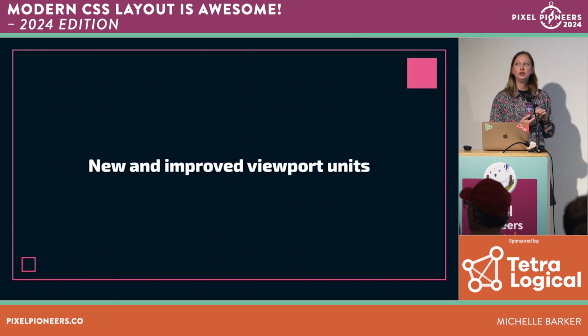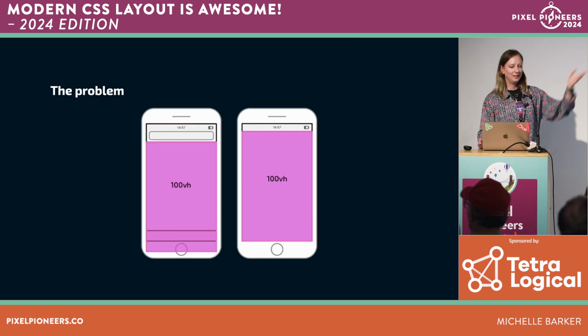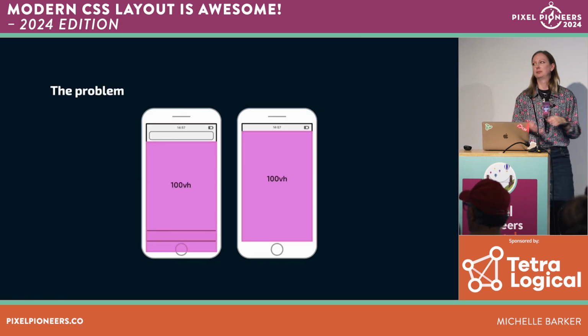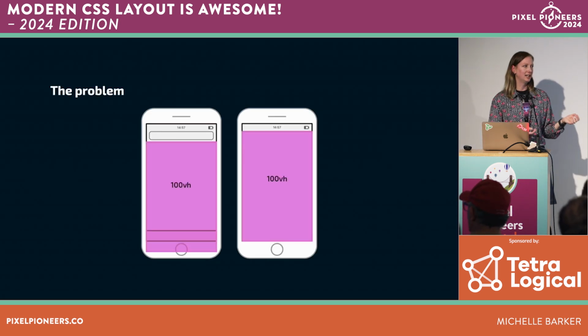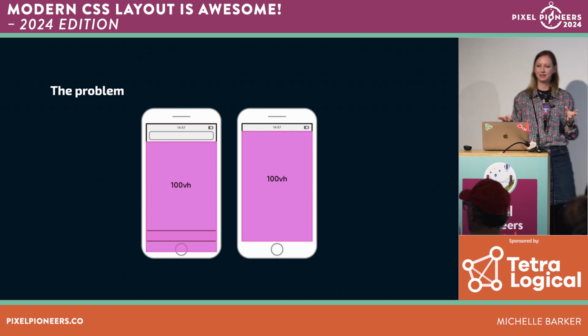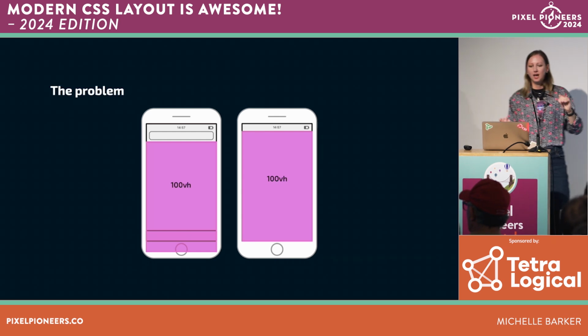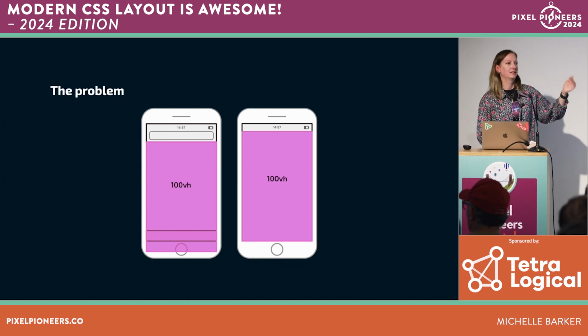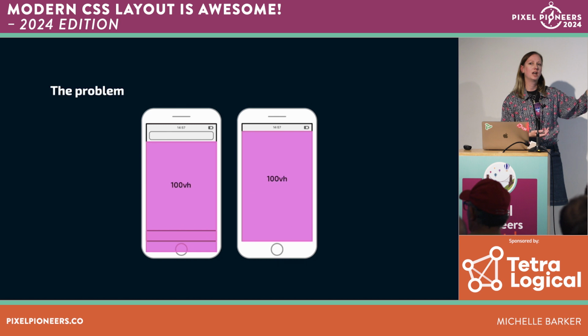We also have some new and improved viewport units. Hopefully we all agree that viewport units are awesome, and we've been able to size elements relative to the height or width of the viewport for quite a long time now in CSS. But if we want a full height section on our web page, we can use 100vh to set that so that it takes up the full viewport height.